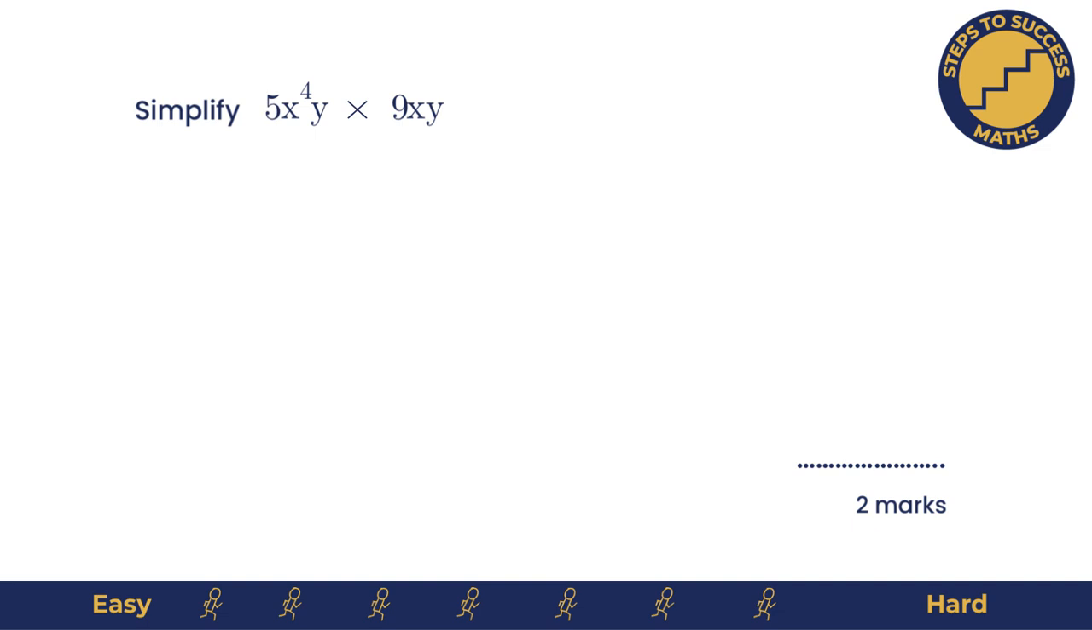Simplify. 5x to the power 4y times 9xy. So again, remember the single powers without a number on the end really have a number there, they're just not written in. Start with the numbers. 5 times 9 is 45. Then you've got x to the 4 times x to the 1, so that's x to the 5, and then y to the 1 times y to the 1, so that's y squared.